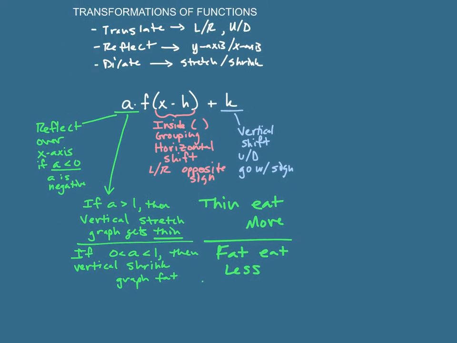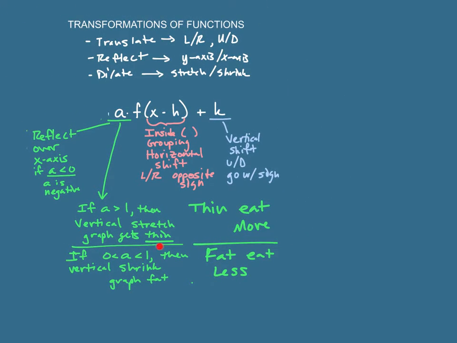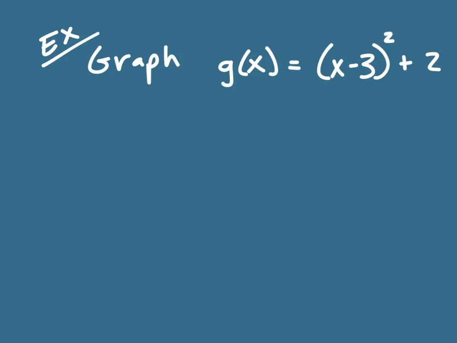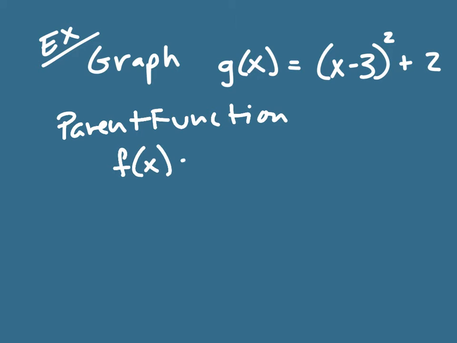So what I want to do is use all of this information to do some practice problems. You have to know all your parent functions in order to do these things. Let's take a look at a couple of examples. The first example is that I have graphed the function g of x is equal to the quantity x minus 3 squared plus 2. Because this is something squared, my parent function is going to be the function f of x is equal to x squared.